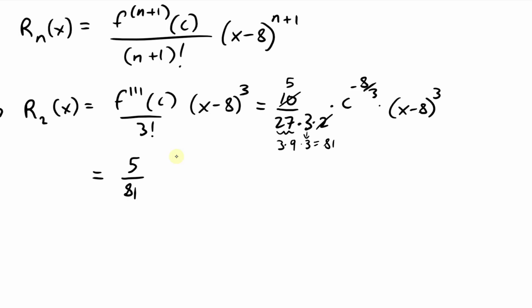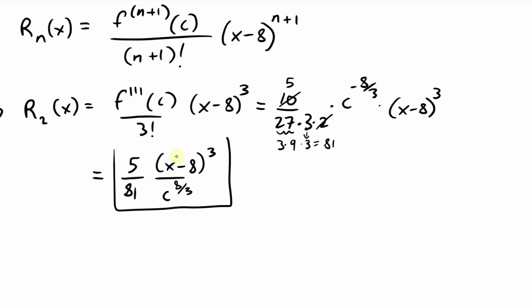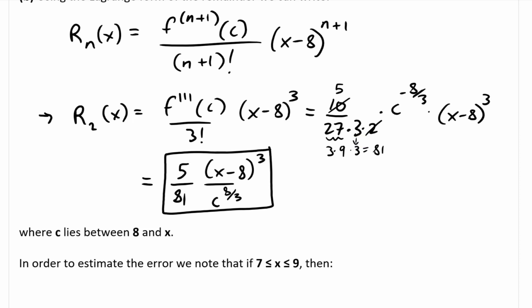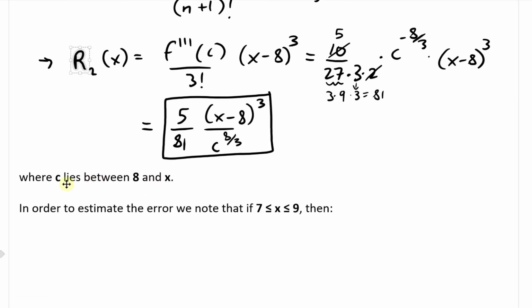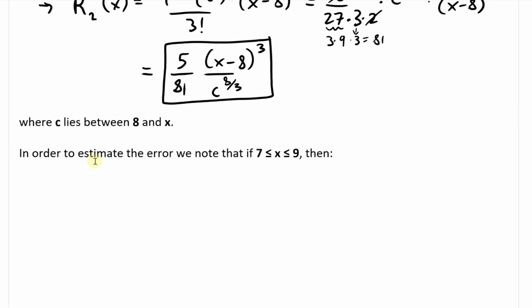And then times it by, and I move this to the bottom so as to get rid of the negative power. So what we'll have is c to the power of 8 over 3, times x minus 8 to the power of 3, like that. Alright, so now let's box this in. Now that we have this error in this form, we know that c lies between 8 and x, as per the Lagrange form of the remainder term, as in Theorem 3.